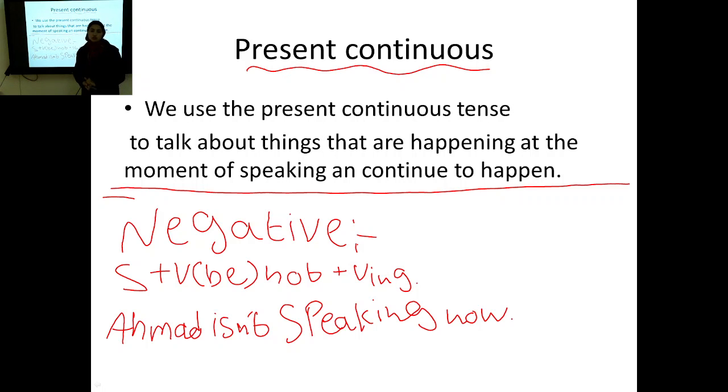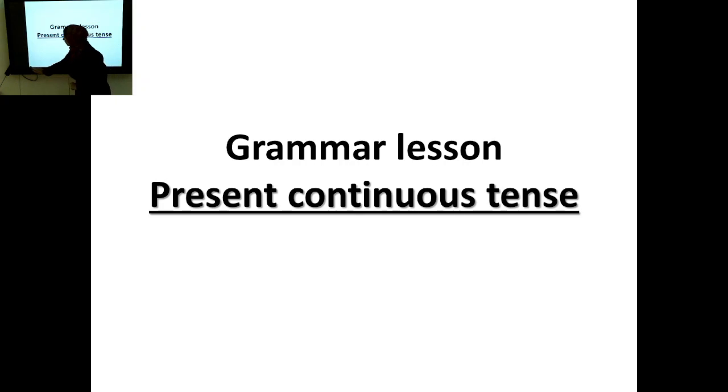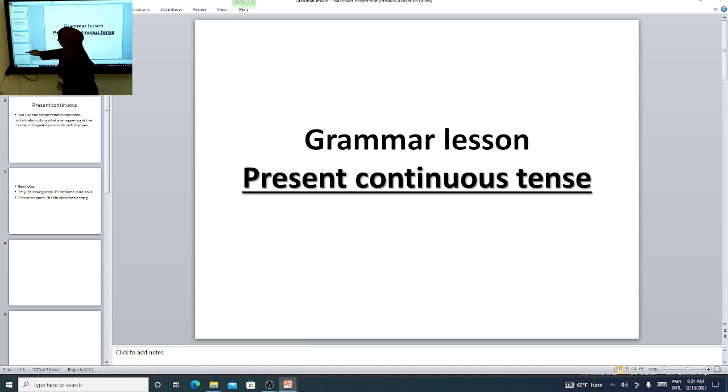So again, to make a sentence negative in this tense, we have to use subject, verb to be plus not. After that, verb ing. The last form, which is, let's see, let's add another slide to continue. Okay.